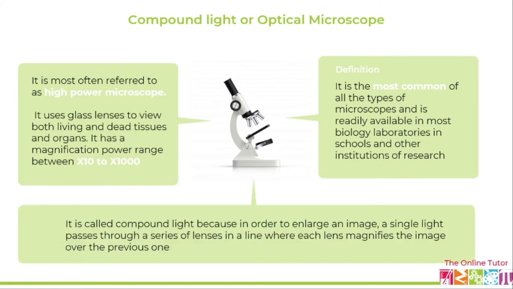Now it is called a compound light microscope because in order to enlarge an image, a single light passes through a series of lenses in a line, where each lens magnifies the image over the previous one. So the compound light microscope basically operates by taking light from the light source and reflecting it onto the specimen to be observed. Then the lenses magnify that image, and another series of lenses also magnify that image until the observer is able to view the magnified image through the eyepiece. So that is basically how the optical microscope works.